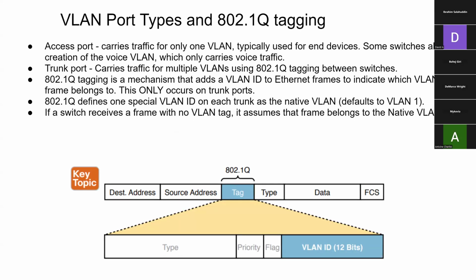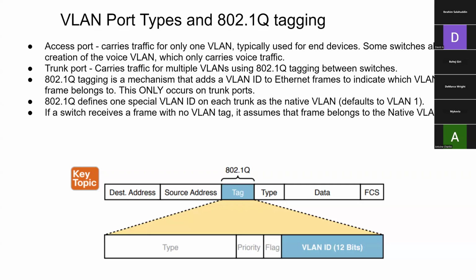So now let's go over the VLAN port types and 802.1q tagging. With VLANs, there are two types of ports that you can have. You have an access port. This is carrying traffic for only one VLAN. This is typically used for your end devices, so you'll see your servers, your PCs, your laptops, printers, things like that. But then some switches also allow the creation of the voice VLAN, which only carries voice traffic. So if we see something like an IP phone or any sort of phone device, that'll be connected to the voice VLAN.